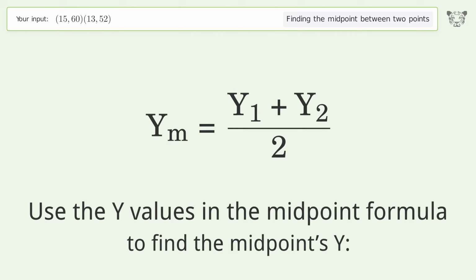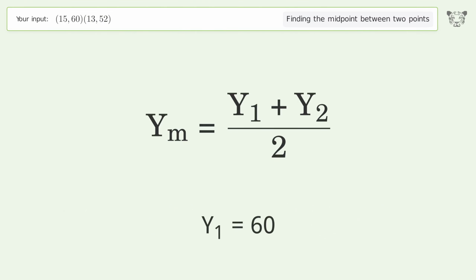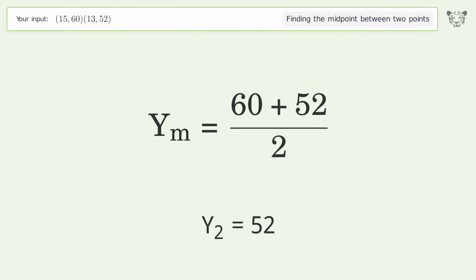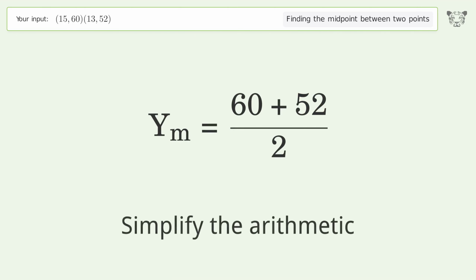Use the y values in the midpoint formula to find the midpoint's y. y1 equals 60. y2 equals 52. Simplify the arithmetic.